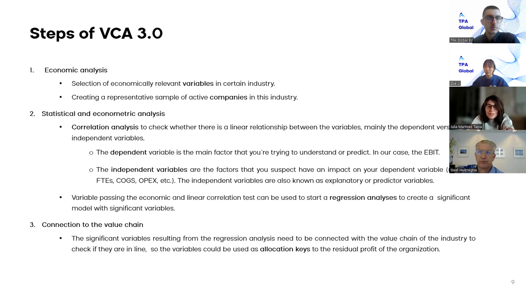In the case of the VCA 3.0, this dependent variable, this main factor we're trying to understand, is the EBIT. And the independent variables would be the factors that we suspect have an impact on the dependent variable. In our case, it could be the revenue, the full-time employees, cost of goods sold, OPEX, etc. Independent variables are also known as explanatory or predictor variables, depending on the research. And once we have performed this correlation analysis, we are in a position to decide if the variables we are looking at are significant enough to start a regression analysis.